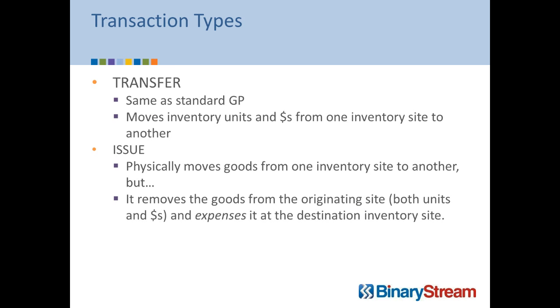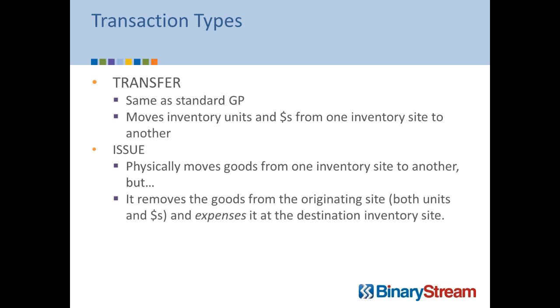Before we get on to some of the specific items in Great Plains and Binary Stream, I want to talk a little bit about some of the different transaction types that you see in material movements in healthcare. The first thing are inventory transfers. Well, that's pretty much the same as standard Great Plains. In other words, when goods move from one inventory location to another, we move the inventory units and the dollars from one site to another, okay? So on the GL, it might move from central stores out to consumption site 10, okay?